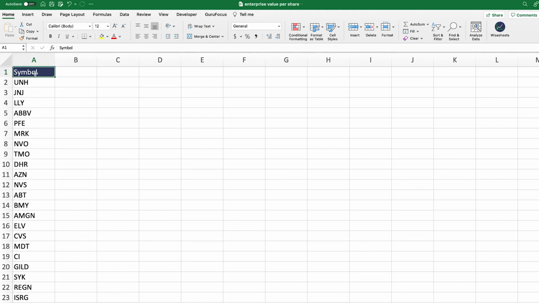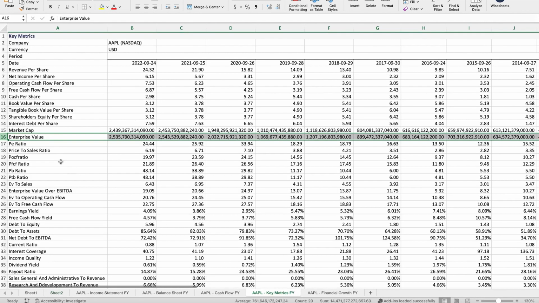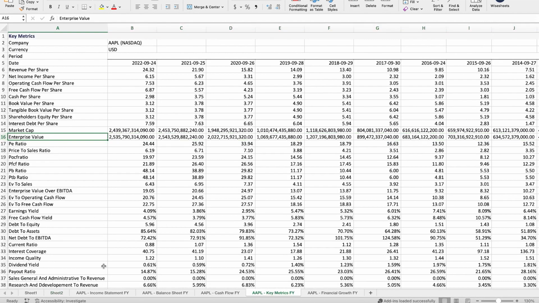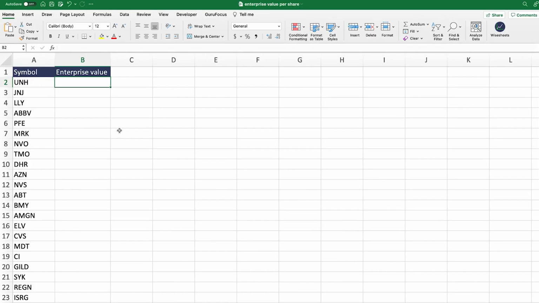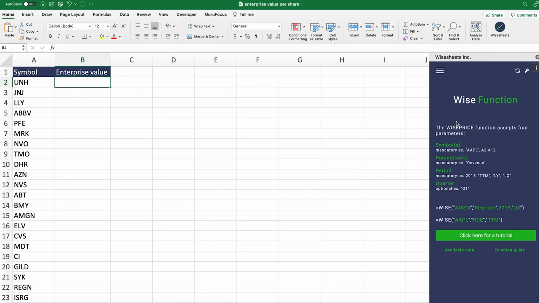First, we already have the symbols of the companies. So now we're going to add the enterprise value. In this case, we just enter enterprise value. And it's very simple to remember because it's exactly the same name as you can find in the key metrics. Also, if you want to know what other data is available that you can get through Y-Sheets, that's also accessible right here, available data.